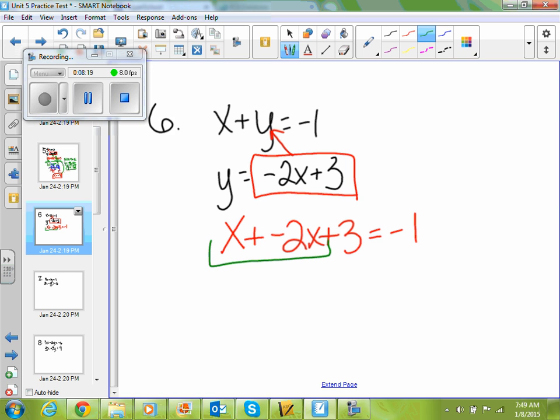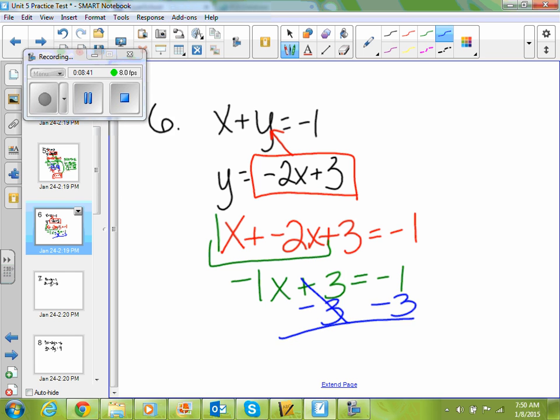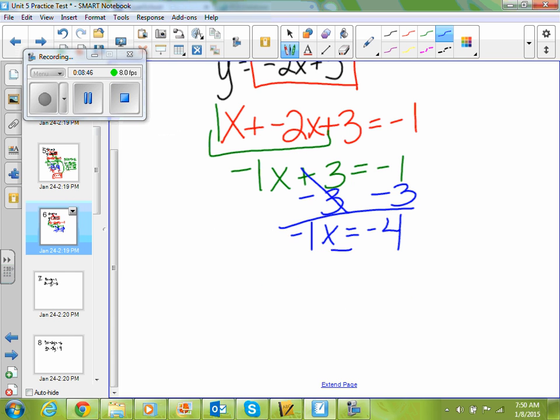First step is I have to combine my like terms. This is like a 1x, so this is like 1 plus -2. 1 plus -2 is -1x. I still have my plus 3, and I still have equals -1. To get rid of a plus 3, I subtract 3 from both sides. So I get -1x equals -4. And then you divide by -1 to get x equals +4. Okay, we should all be really good at those by now.